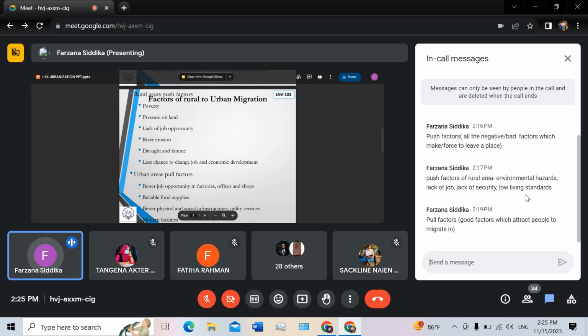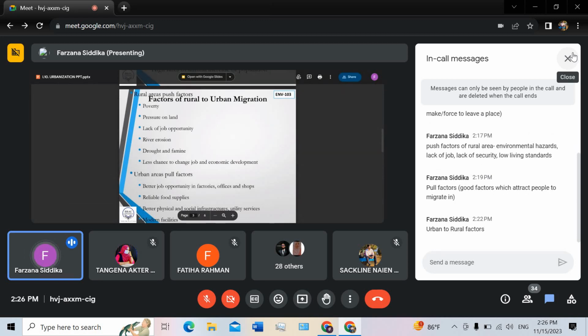Now, I'm considering the migration that is from urban to rural, and I'll call the names randomly, and you have to write the push and pull factors for urban to rural migration. Okay, urban to rural factors. So firstly, push factors.